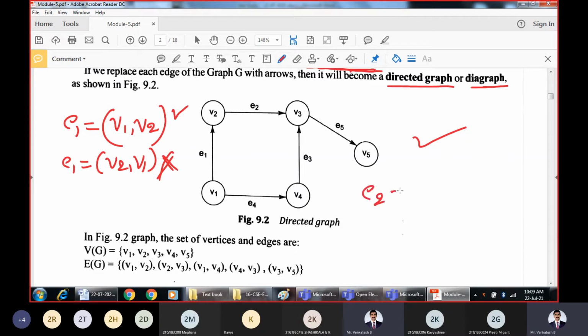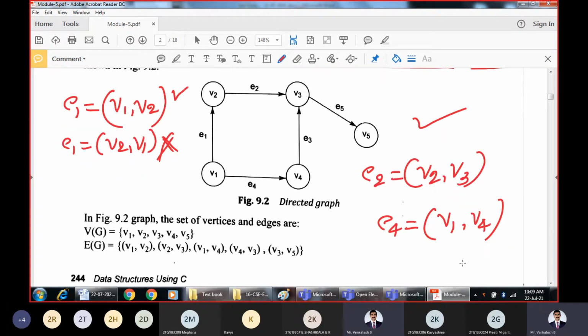Similarly, one more edge, E2. What is that edge? The E2 edge is defined from V2 to V3, from vertex V2 to vertex V3. That is one more edge. Similarly, if you consider E4, E4 is one more edge which is defined from V1 to V4 because it is a directed graph. The number of nodes in this graph is 5 and the number of edges in this graph is also 5. So this is how the vertices and edges are denoted here.